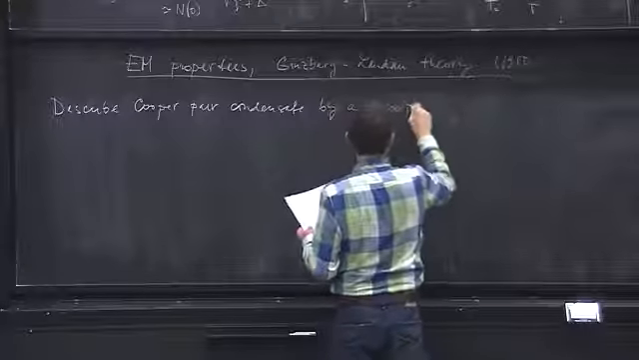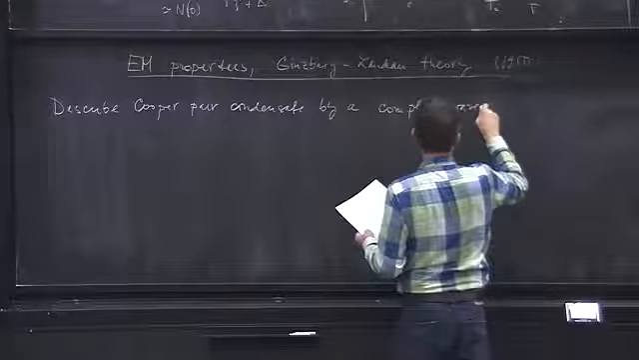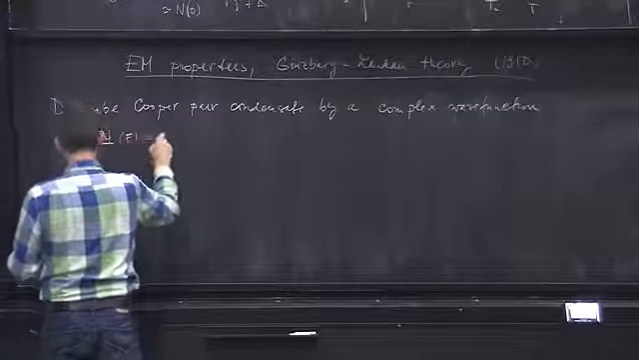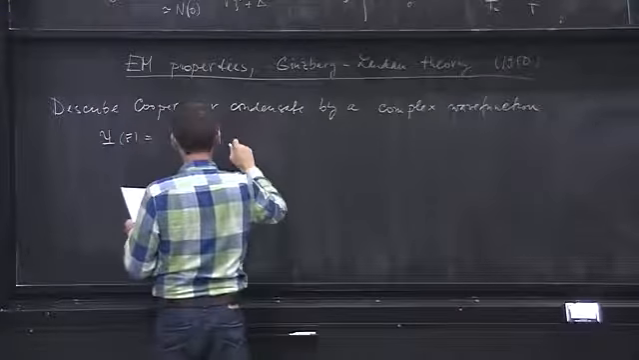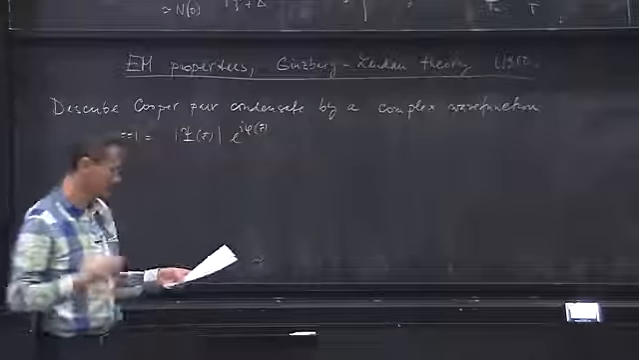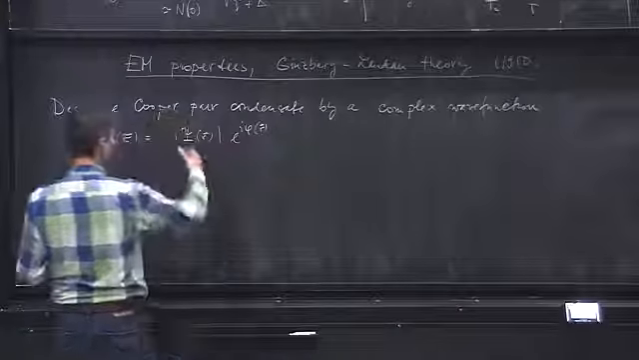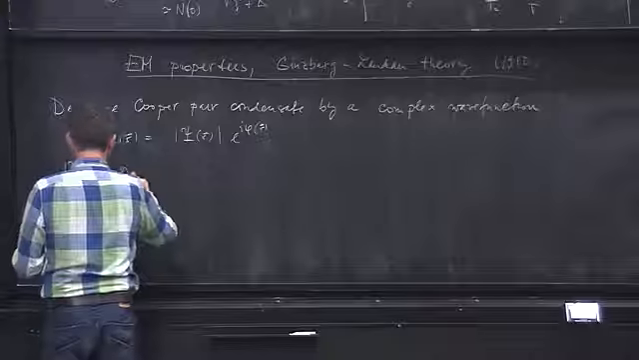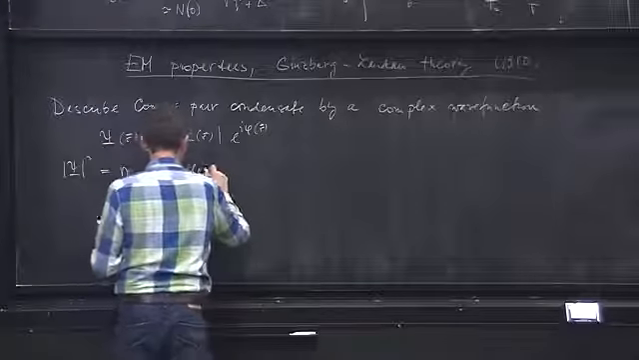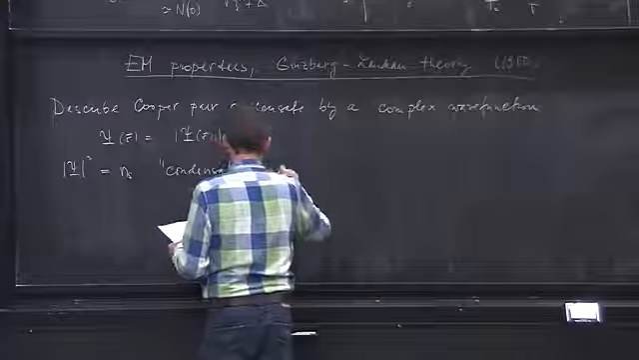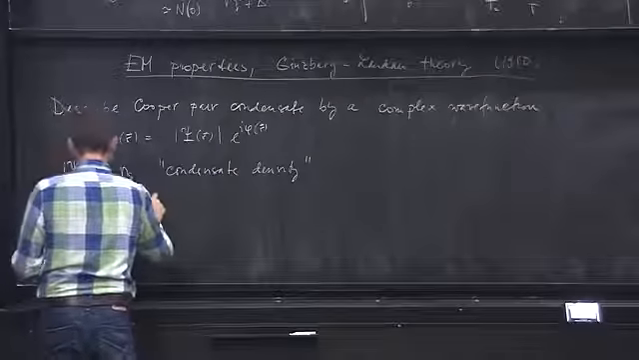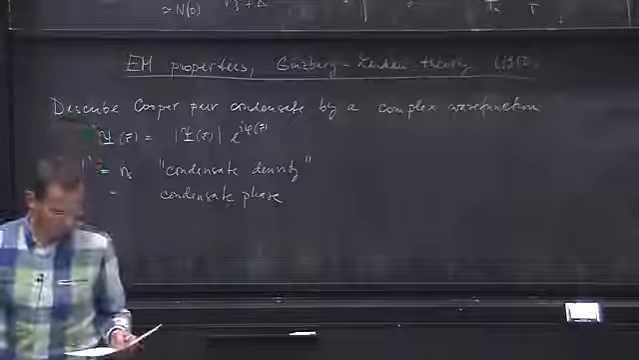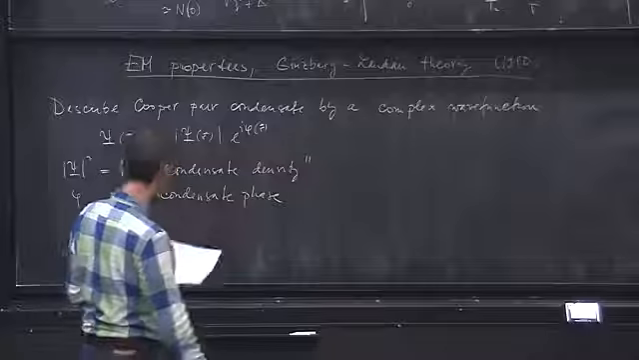by a complex wave function psi of r, which has an amplitude and a phase. And they can both, in principle, depend on space. Then |psi|^2 is identified as the condensate density, whereas phi is the condensate phase. And the fact that it's a complex wave function will have important consequences.